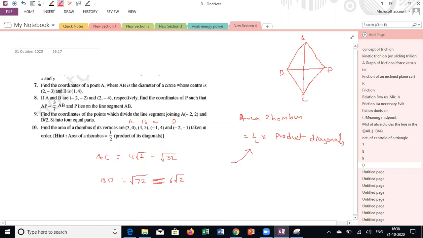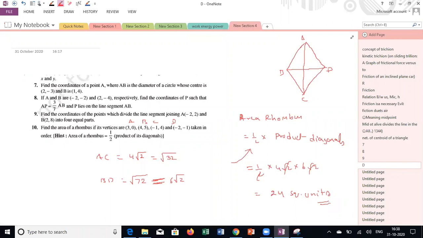6 root 2. Half into 4 root 2 into 6 root 2. 24 square units is the area. So don't think that it is related to area of the triangle and don't think it is out of the syllabus. For certain questions you have to think how to do them without the area of the triangle formula also. Clear guys?